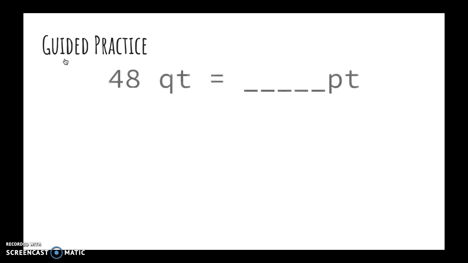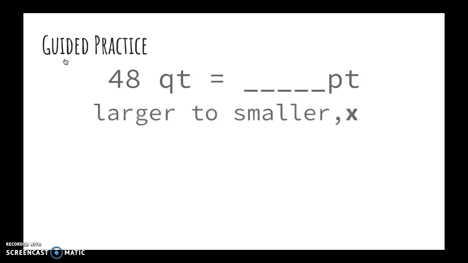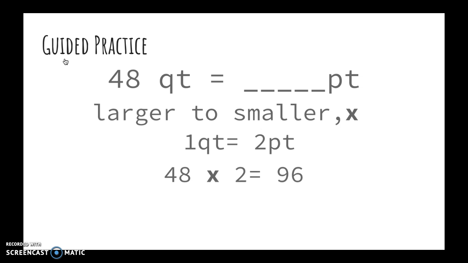For our next problem, we are going to convert 48 quarts to pints. So we have to think, are quarts larger or smaller than pints? Quarts are larger than pints. So when we go from a larger unit of measurement to a smaller unit of measurement, we multiply. 1 quart is equal to 2 pints. So we are going to multiply 48 quarts times 2. 48 times 2 equals 96. So 48 quarts are equal to 96 pints.